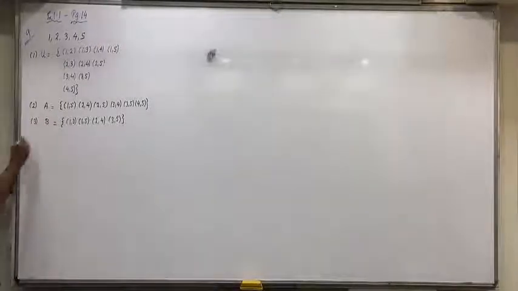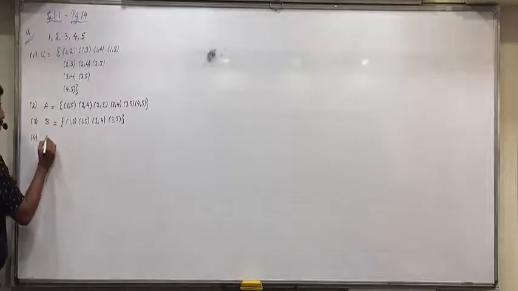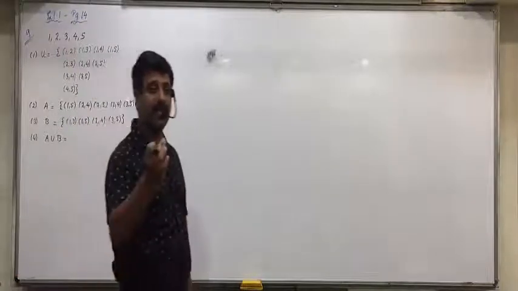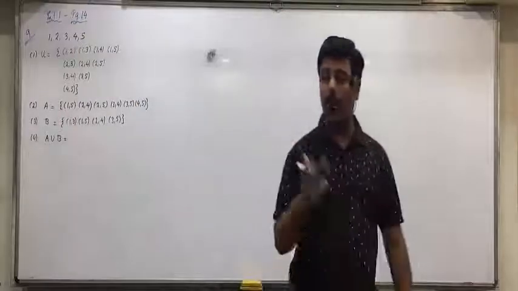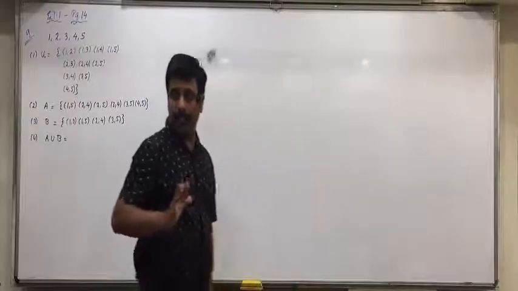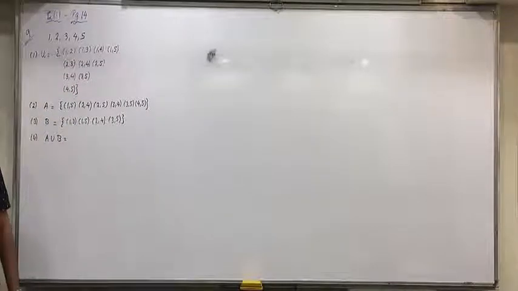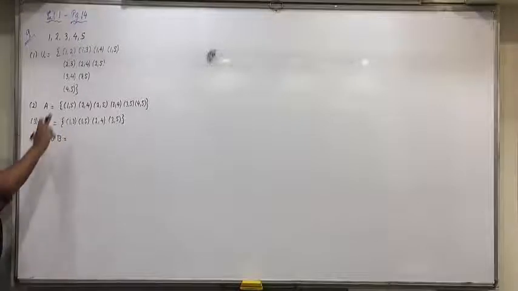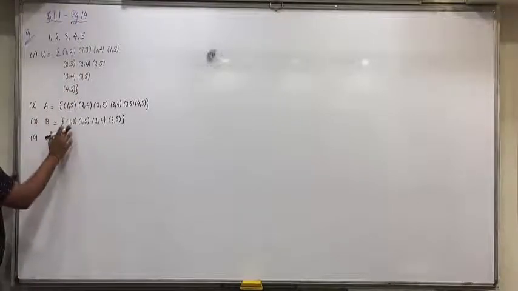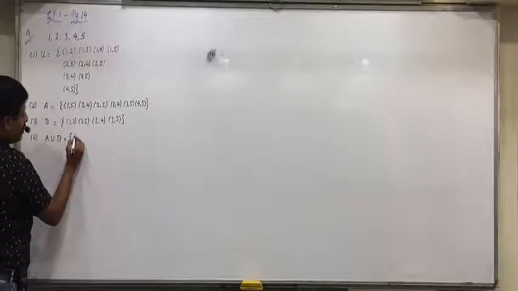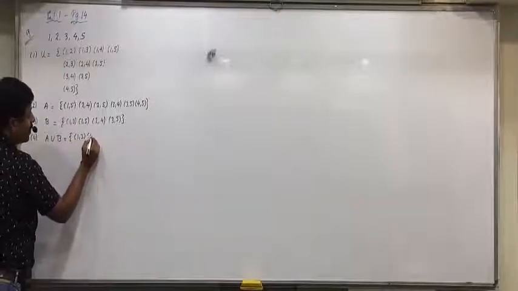Now fourth, A union B. In the definition of A union B, we studied elements of A or B or both. Means all the elements of A and B will be included. So, if you start row wise, then from the row of 1, 1, 3 and 1, 5 will be included. Write down 1, 3, 1, 5.